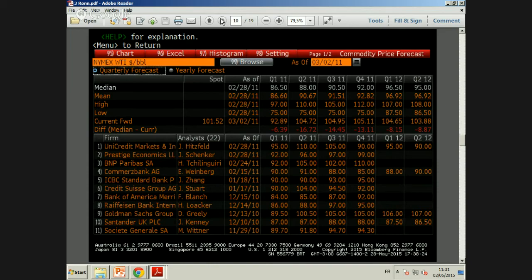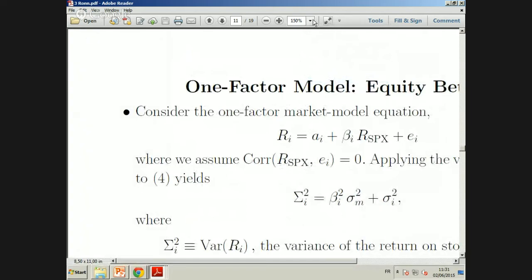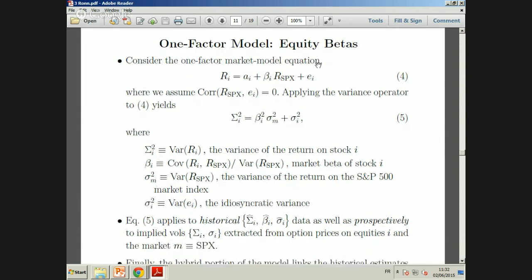Having done that by way of motivation, let me talk about the model that we like to use to extract a forward-looking beta. We take the standard regression, the one-factor relationship between rates of return and the market. We apply the variance operator, and you get equation 5, which has the variance of the futures contract of maturity i, its beta, the variance of the market, and the idiosyncratic variance. This applies both historically as well as in forward-looking data. The forward-looking data which we'll use is that extracted from option prices.